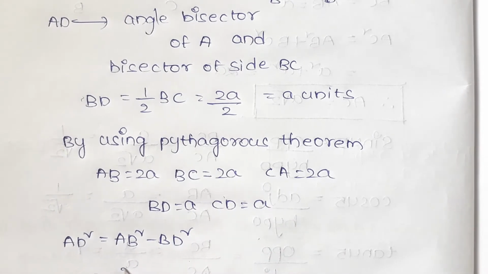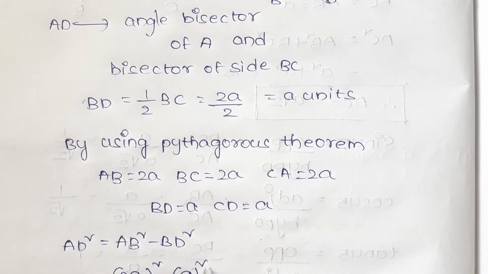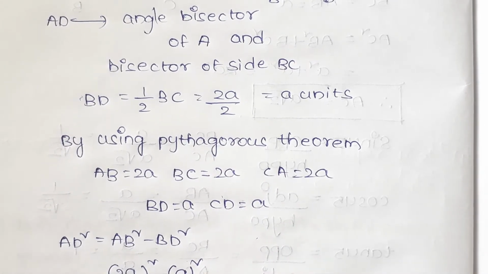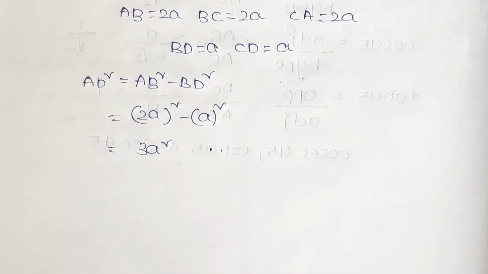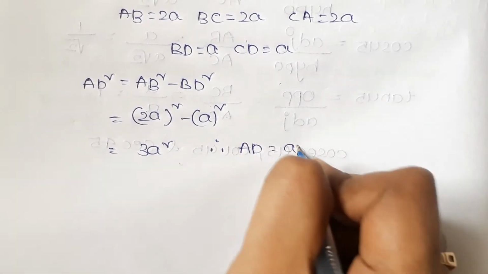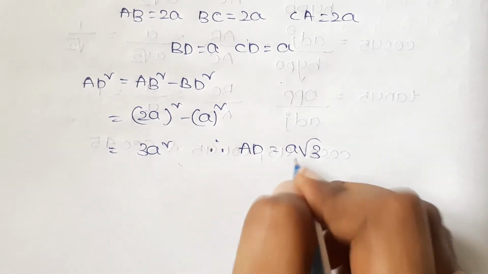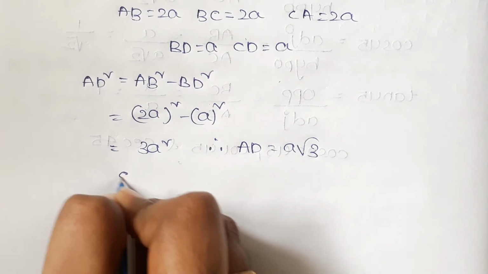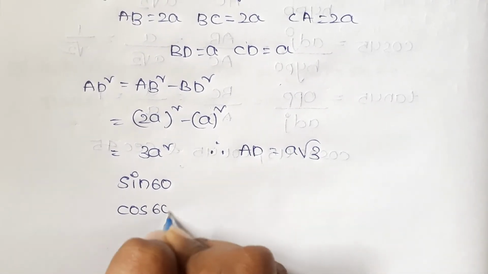That is 2A whole square minus A square, which equals 3A square. Therefore AD equals A root 3. Now we found AD, and from these values, let us find the trigonometric ratios of sin 60, cos 60 and tan 60.